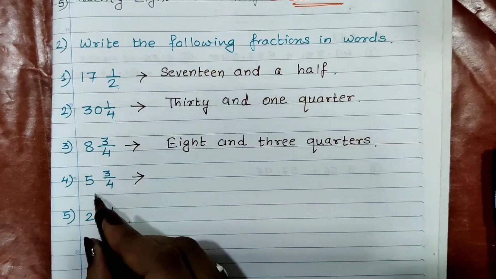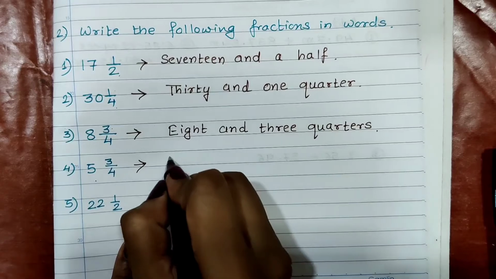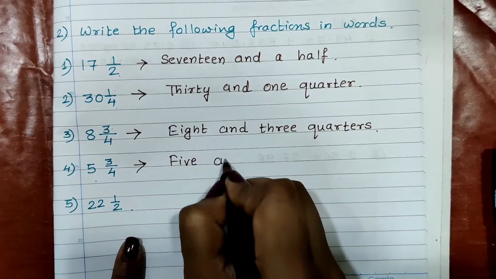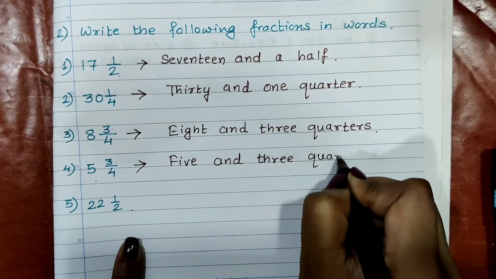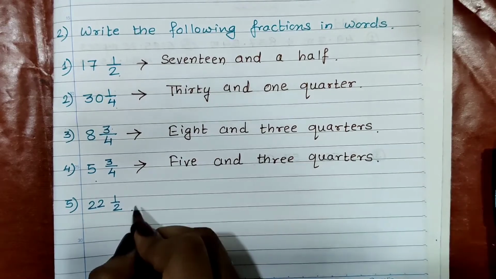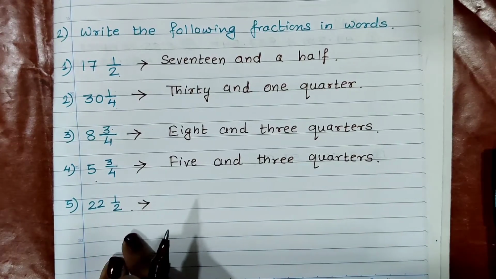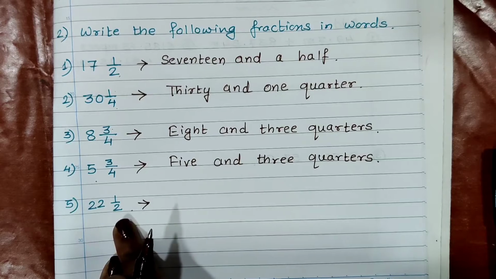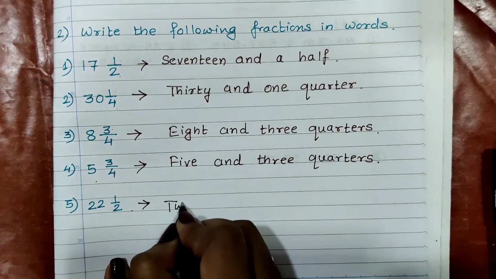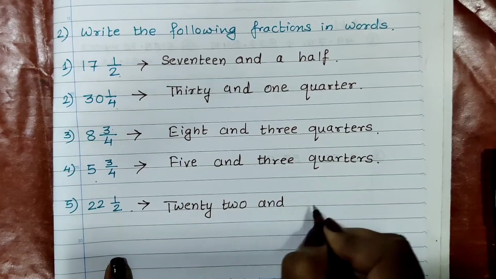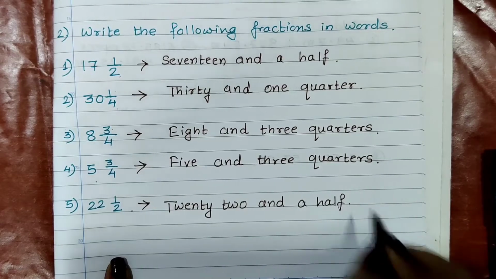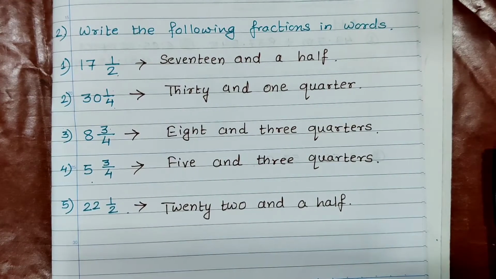Again, next one is 5 integer 3 upon 4. How to write that? 5 and 3 quarters. And the last one is 22 integer 1 upon 2. 1 upon 2 means half. So 22 and a half. In this way we can write the mixed fraction in words, and when it is given in words we can write it in mixed fraction and decimal form also.